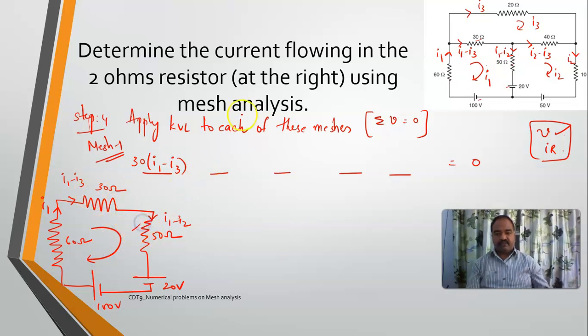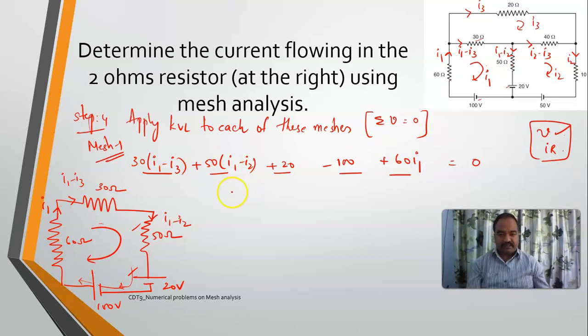This is the second one, right? It is 50 into I1 minus I2. See, this is the third one. I'm moving from plus to minus. I'm moving in clockwise direction, right? Plus to minus. So it is plus 20. Here I'm moving in minus to plus, right? So it is minus 100. Again, it is moving in the same direction. So it is plus 60 I1.